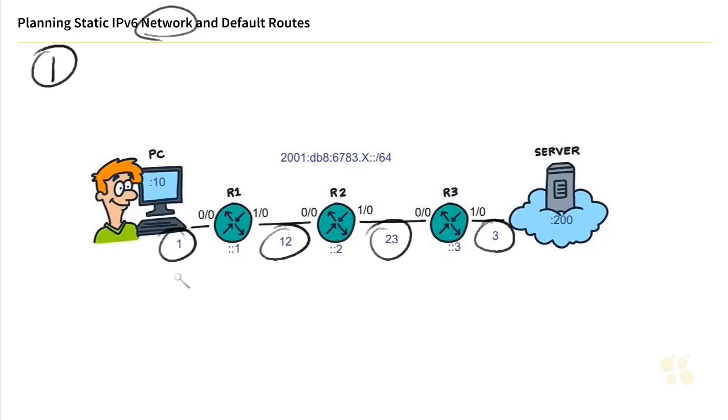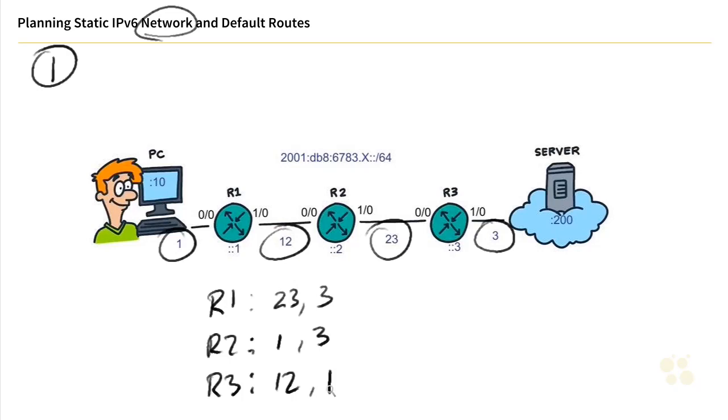R1 knows how to get to network 1 and 12. That means we'd have to create static routes on R1 to get to the 23 network and also the 3 network over here. R2 is directly connected to the 12 and 23, but it would need a static route to get to network 1 and also to get to network 3 because it's not directly connected to either of those. And then on R3, which is directly connected to network 23 and 3, we'd need a static route that says how do you get to 12 and how do you get to 1. So that's 6 static routes.